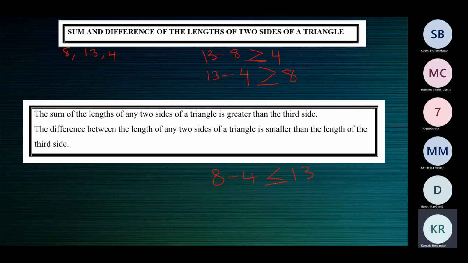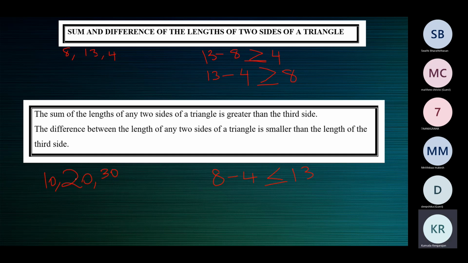You should not get equal to also, children. Supposing you have 10, 20 and 30. Can a triangle be formed with these measures 10, 20 and 30? So when you look at this, you must say what is 10 plus 20? 30. 30 is equal to 30. No triangle is formed.